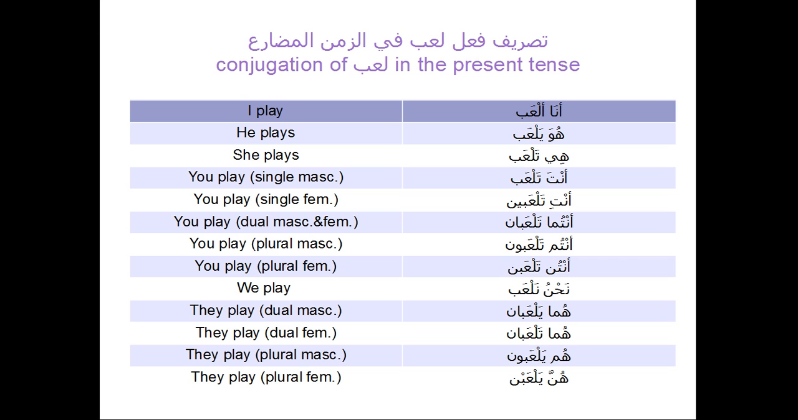They play, dual masculine, هما يلعبان. They play, dual feminine, هما تلعبان. They play, plural masculine, هم يلعبون. They play, plural feminine, هن يلعبن.